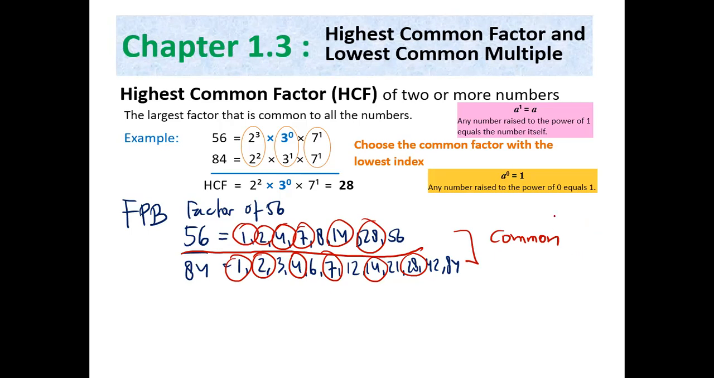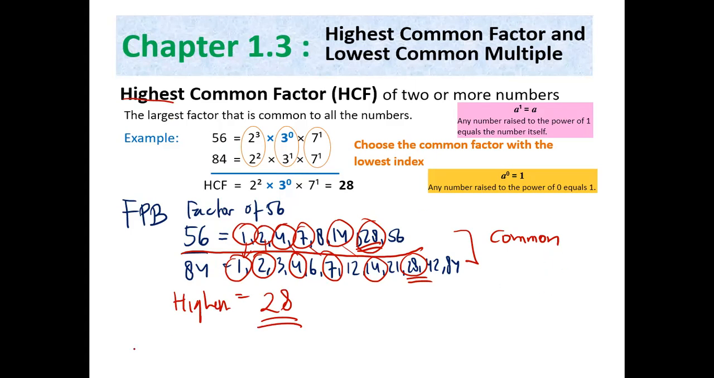So after you get the common factors, which is the highest? 28, right? So just list down 1, 2. Okay, this is not the highest because the question is finding the highest. 1, 2, 4, 7, 14, and 28. So the highest is 28. That's how you calculate the highest common factor manually.